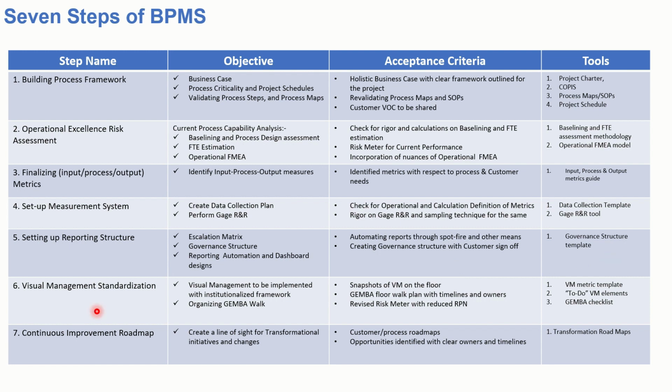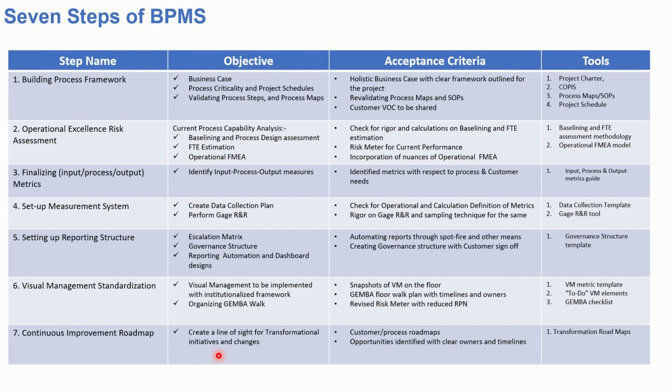The next step of the methodology is visual management standardization. The objective of this is to create a visual management that is to be implemented with institutionalized framework and organizing Gemba walk. The acceptance criteria is the snapshots of visual management on the floor and Gemba floor walk plan with timelines and the owners, revised risk meter with reduced RPN score. The tools that can be used in this phase are visual management metric template and to-do visual management elements and Gemba checklist.